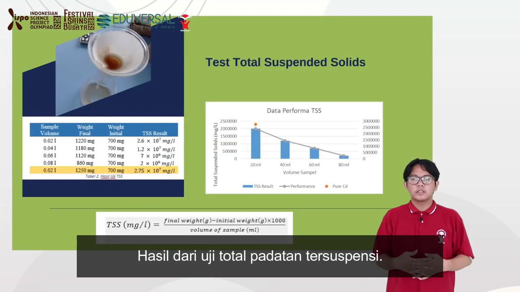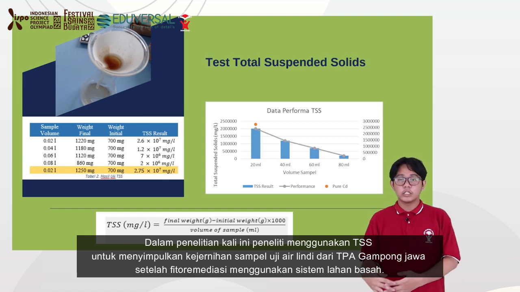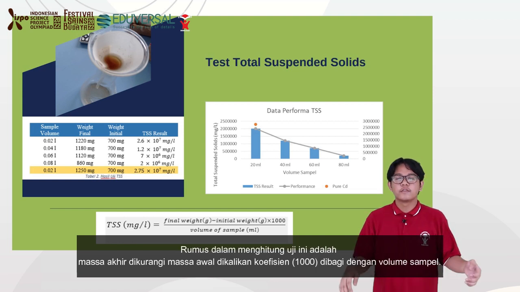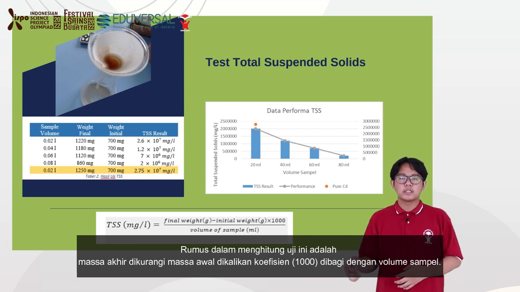The results from the total suspended solids test. In this research, we use total suspended solids to conclude how clear the sample of leachate from the Kampung Jawa final disposal site is after the phytoremediation using constructed wetland. The formula for this test is final weight minus initial weight, then we multiply by the coefficient, then we divide by the volume of the sample.